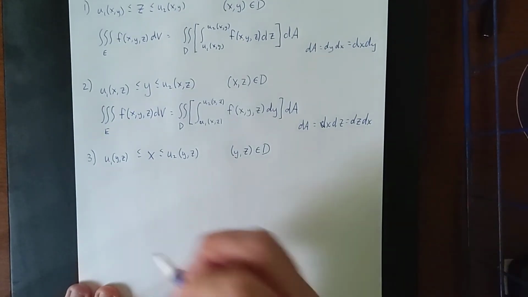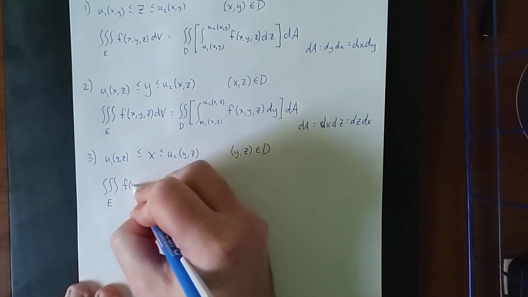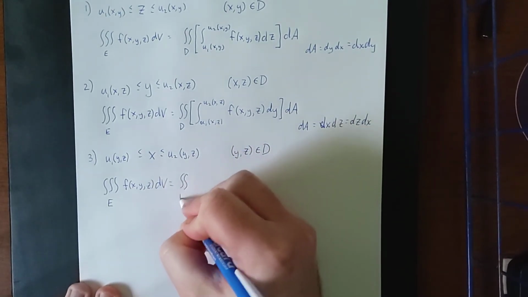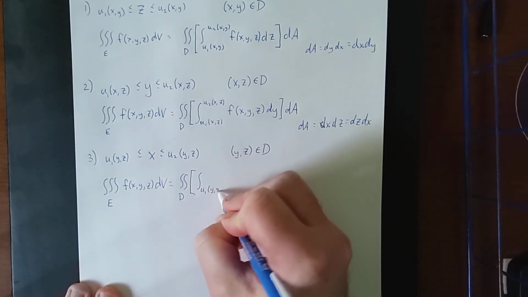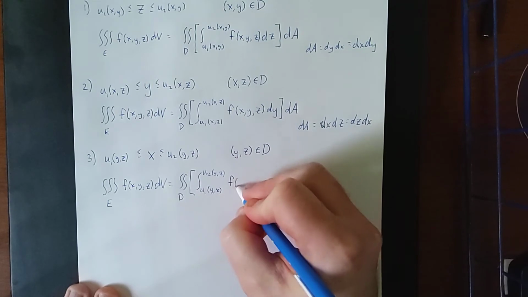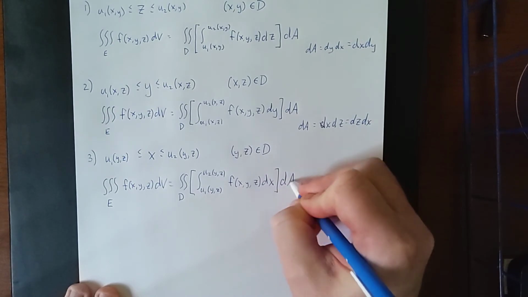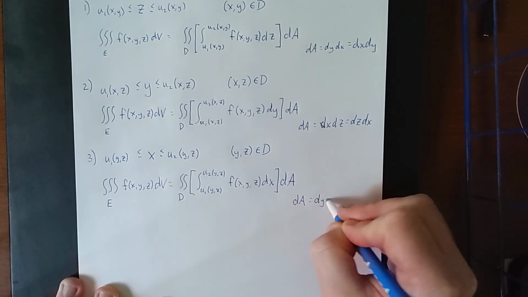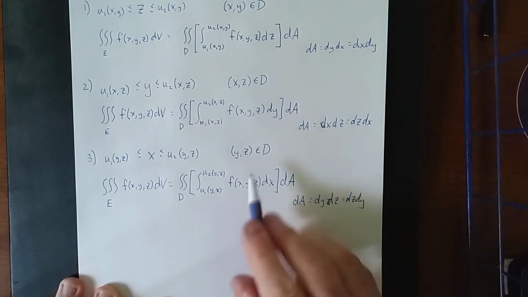Now, in the event that this is what you have, this means that the triple integral over the region E of f of xyz dv is going to be equal to the double integral over the region D and the iterated integral from u1 of y and z up to u2 of y and z of f of xyz dx. Then after that, you can go for dA. And this time dA will either be equal to dy dz or dz dy, depending on what your region D looks like.